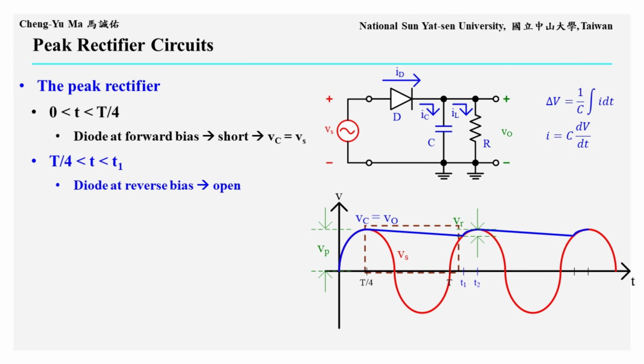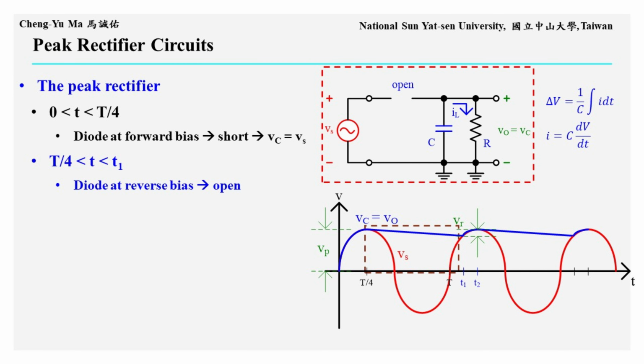In the previous peak rectifier without the parallel resistor, the capacitor had no discharge path, so Vc could stay at the peak value. In this circuit, however, resistor R is connected in parallel with capacitor C, creating a discharge current path. As shown in the upper circuit, when t equals t over 4 and Vs starts falling from the peak value Vp, diode D is reverse biased and open.